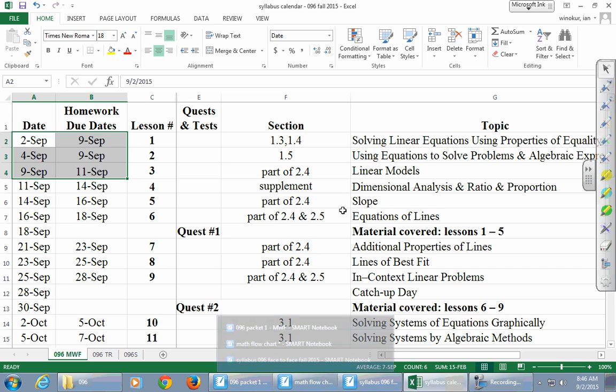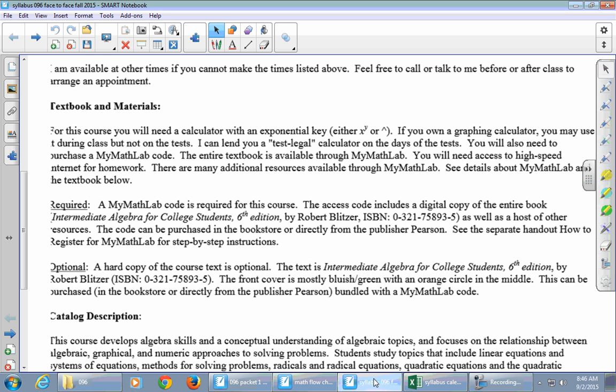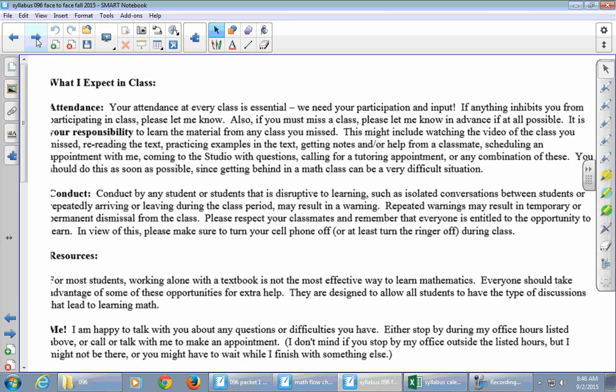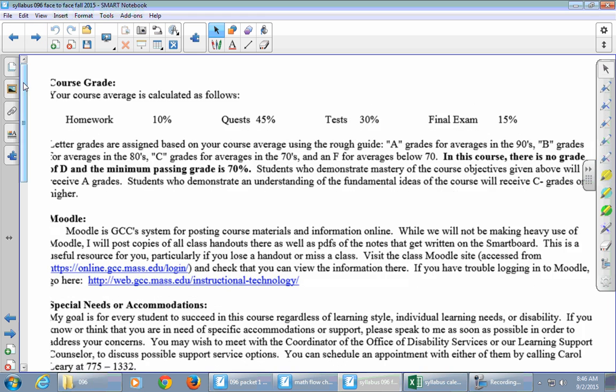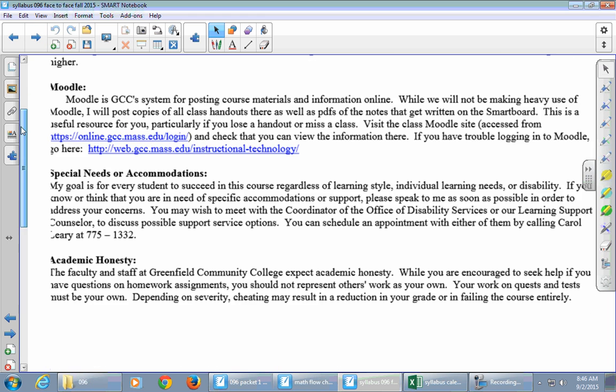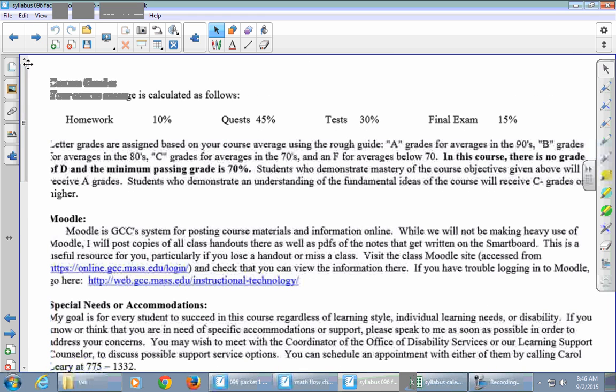So next thing in the syllabus, we're going to jump almost to the end here. Just talk a tiny bit. Let's see. Can you find this page? It's near the end. It says course grade at the top. So at the end of the semester, I have to give everybody a grade. Here are the percentages that I'm going to give you your grade based on.